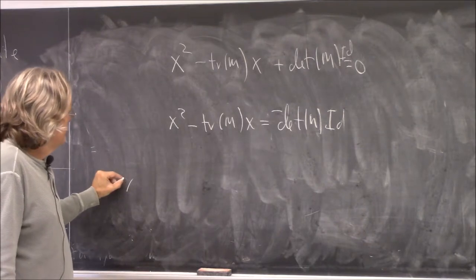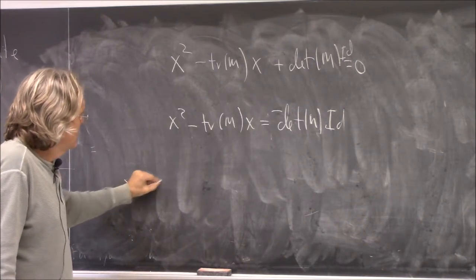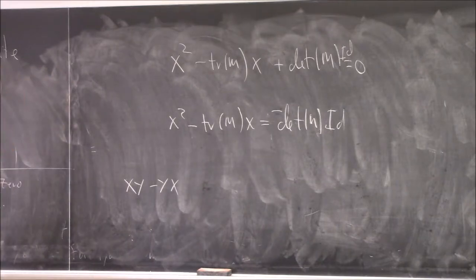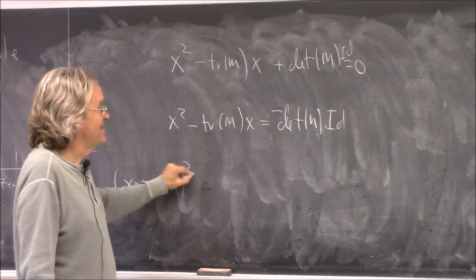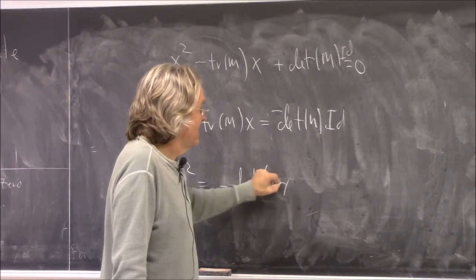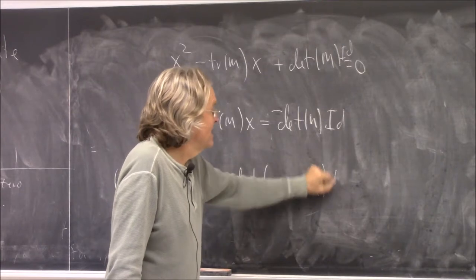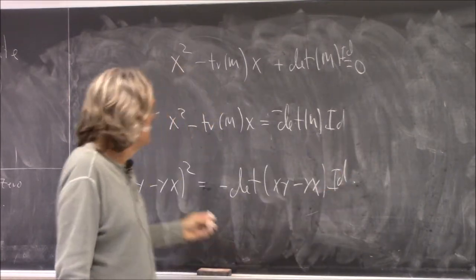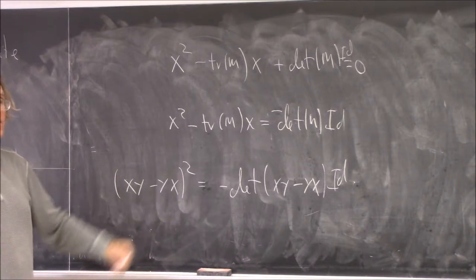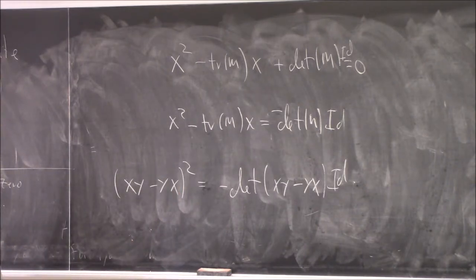So then what I do is I consider xy minus yx. And the nice thing about any matrix of that form is it has trace 0. And then I square it, and that's equal to negative the determinant of xy minus yx times the identity. And so no matter what pair of matrices I plug in, I always get a central matrix. And these exist for all n.